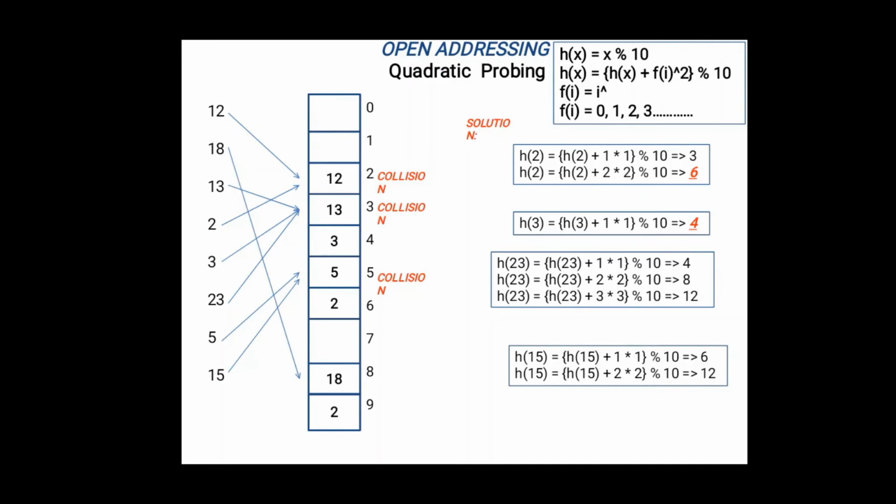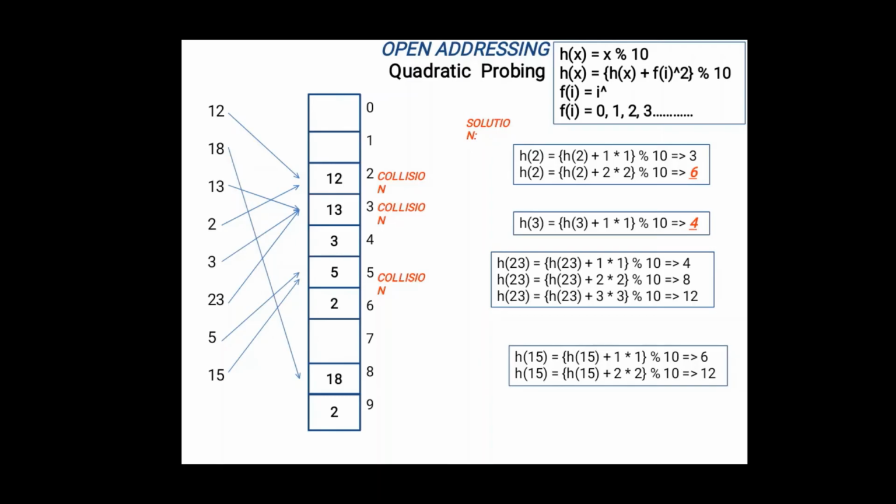So we found the key 3 at the index of 4. Next, 23 mod 10 is equal to 3. So there is a collision there also, so we need to calculate that one. So here h of 23 is equal to (23 plus 1 times 1) mod 10, which is equal to 4.